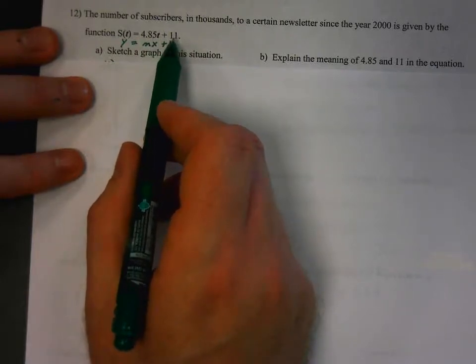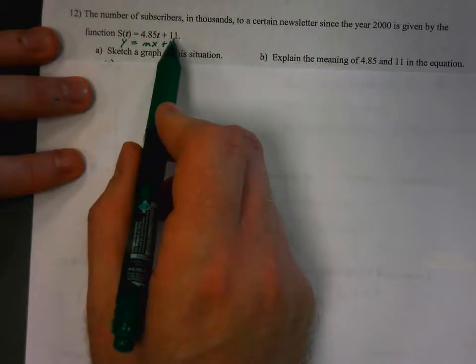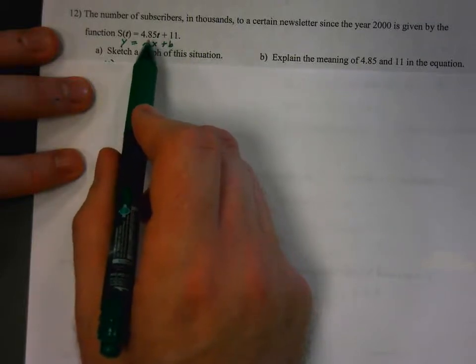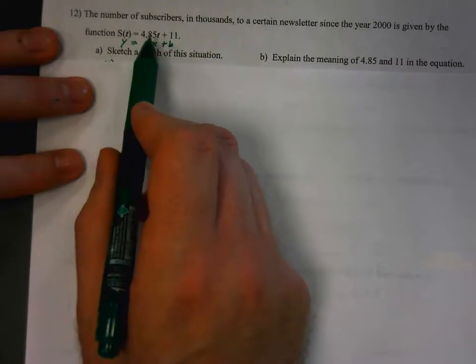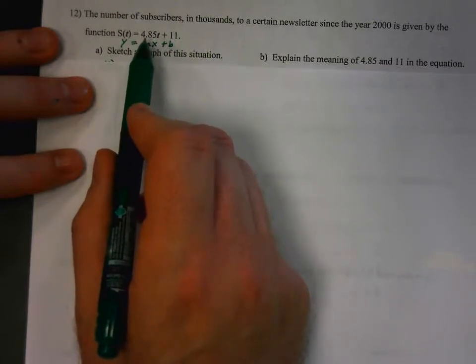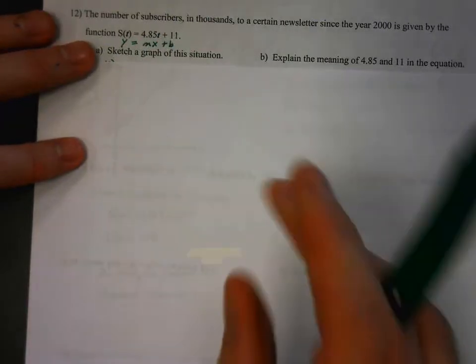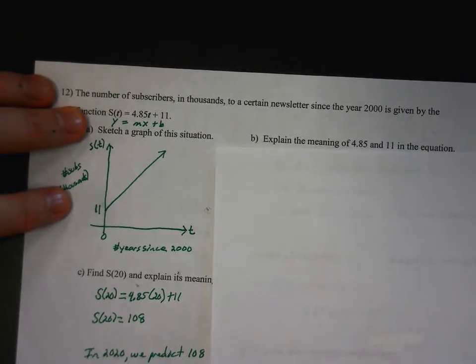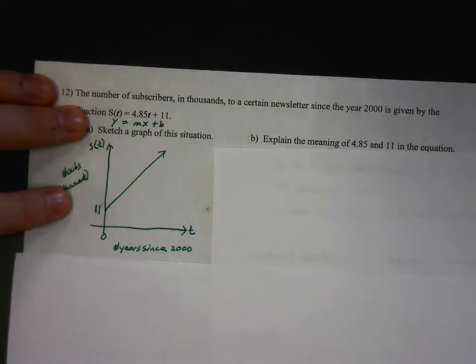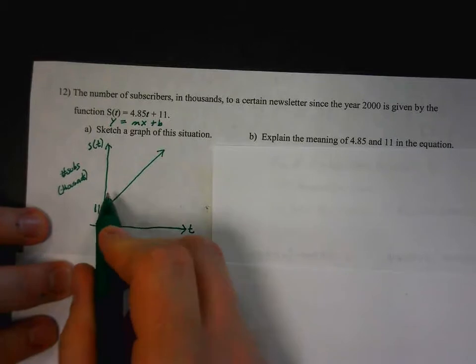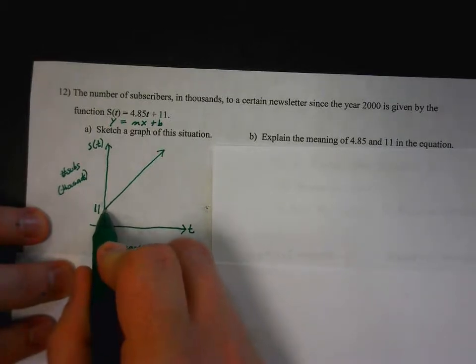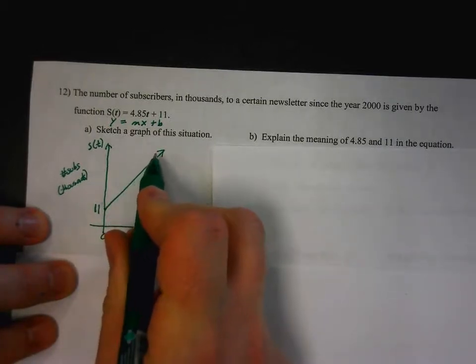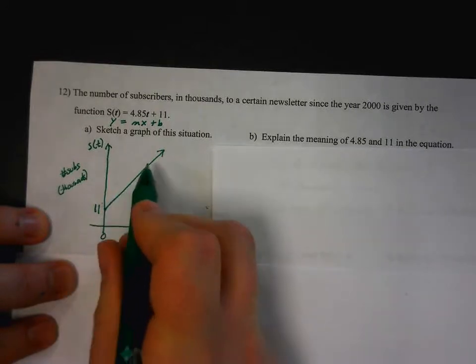So for a sketch of the graph, the y-intercept will be at 11 and then it increases by 4.85 thousand subscribers per year. So you're going to have a line with a positive slope. Because we know the slope is positive, we're going to start down lower, at 11, and then draw upwards. So the line increases.